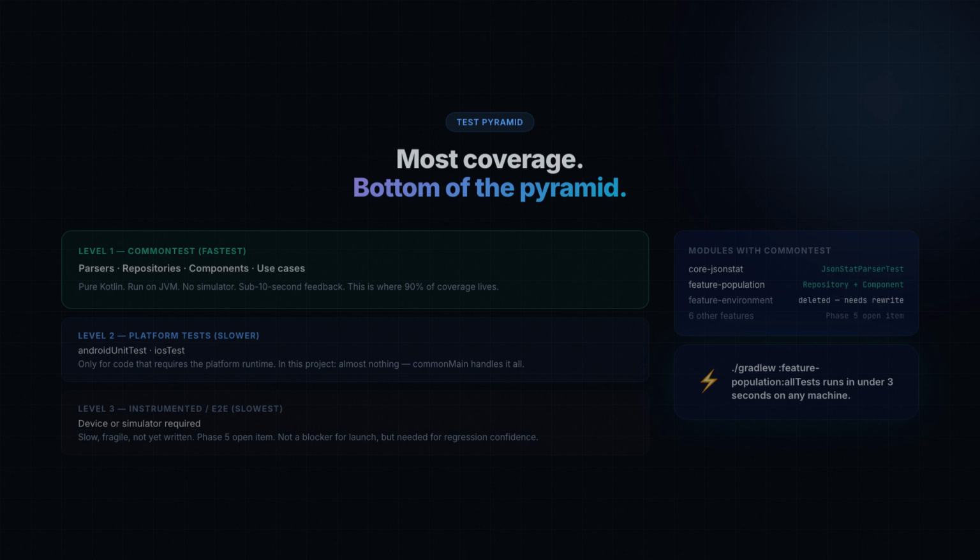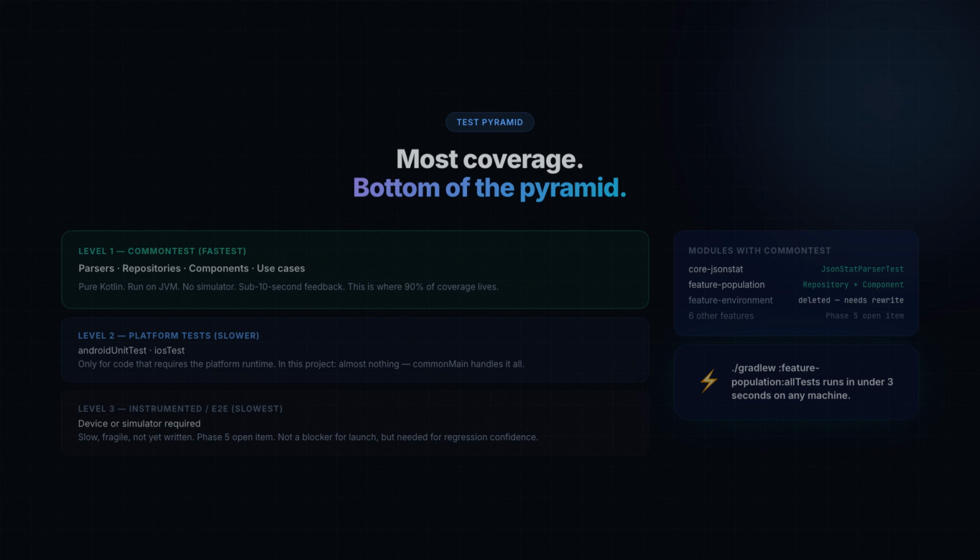The test pyramid in a Kotlin multi-platform project has 3 levels. The base is commonTest. These tests are written in pure Kotlin, run on the JVM, and cover the widest surface: parsers, repository logic, component state machines. They run in seconds, they run on any developer machine, and they run in CI without a simulator.